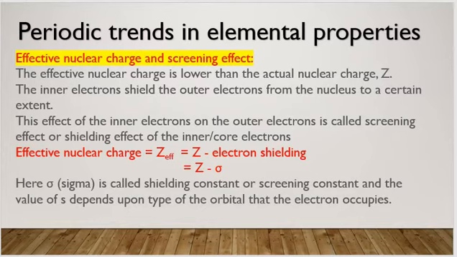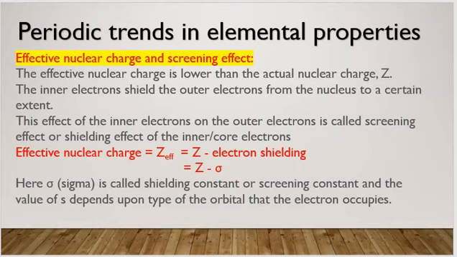The net nuclear charge actually experienced by an electron is called effective nuclear charge, which is denoted by Zeff. The effective nuclear charge is lower than the actual nuclear charge, which is capital Z, that means the total number of protons. In other words, the inner electrons shield the outer electrons from the nucleus to a certain extent.